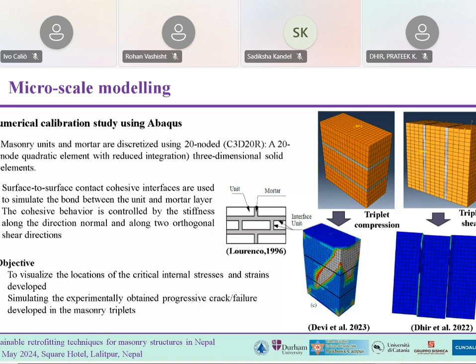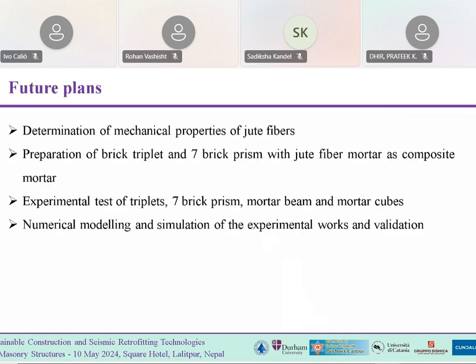This is after we perform the tests on the samples which are retrofitted with jute fiber mesh. These are the future works I've already mentioned. We need to determine the mechanical properties of the jute fibers. We need to prepare the brick triplet and 7-brick prism with jute fiber mortar, and need to perform the experimental tests and numerical modelings. Thank you.